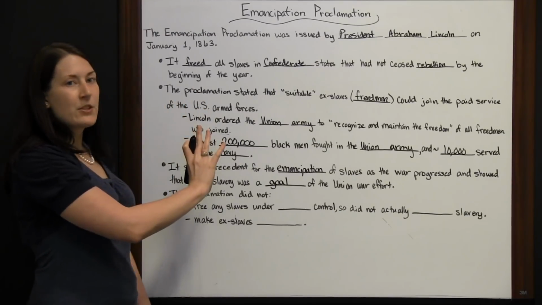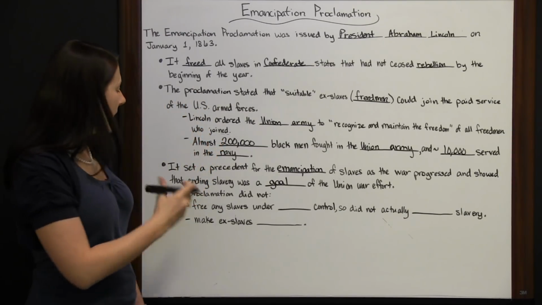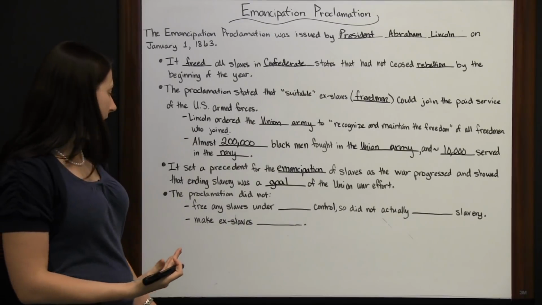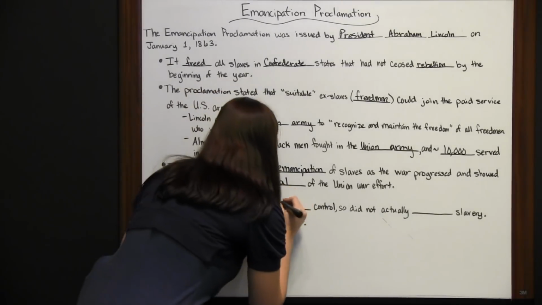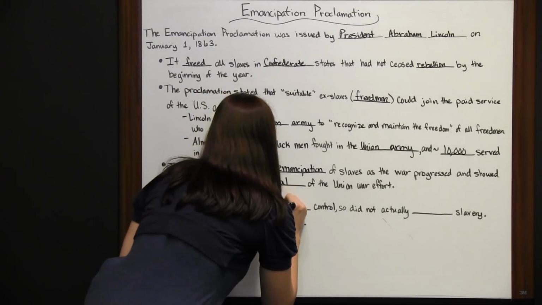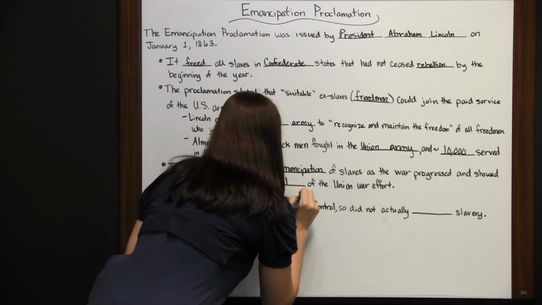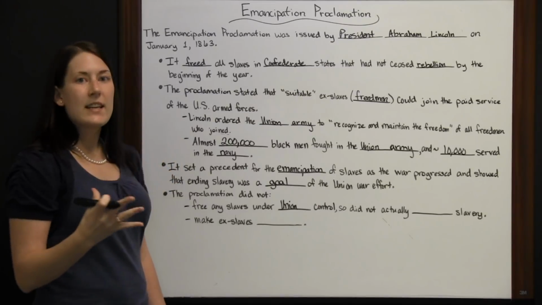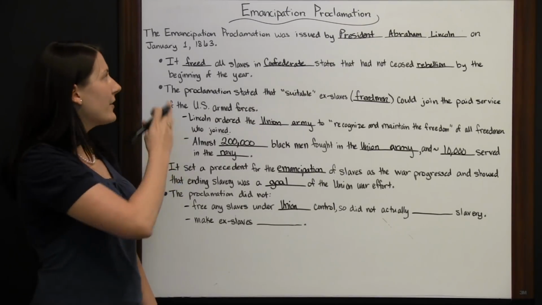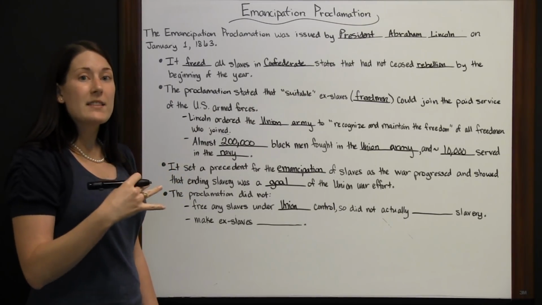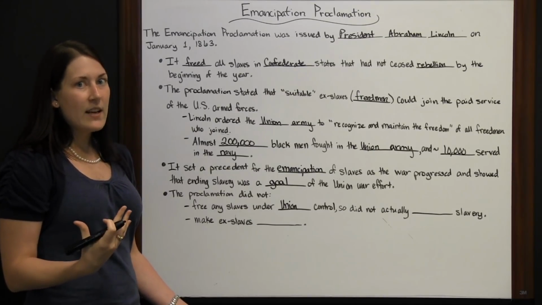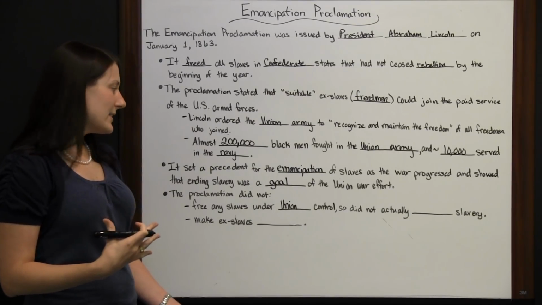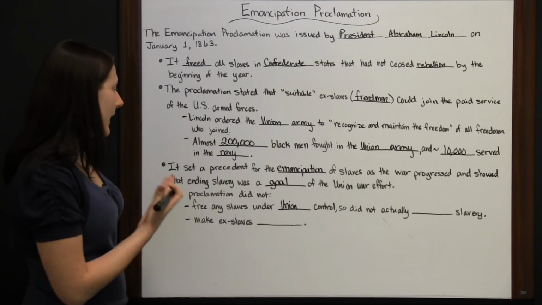So that is all that the Emancipation Proclamation did do. Now, the proclamation did not free any slaves under Union control. So if there were some Confederate states that did go back under Union control by their deadline of January 1st, the slaves in those states were not freed. They were still allowed to be kept as slaves until the end of the war.